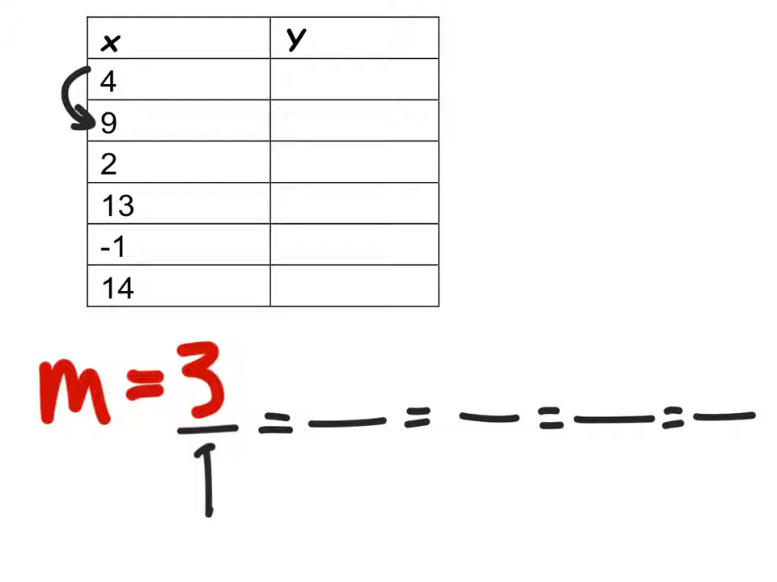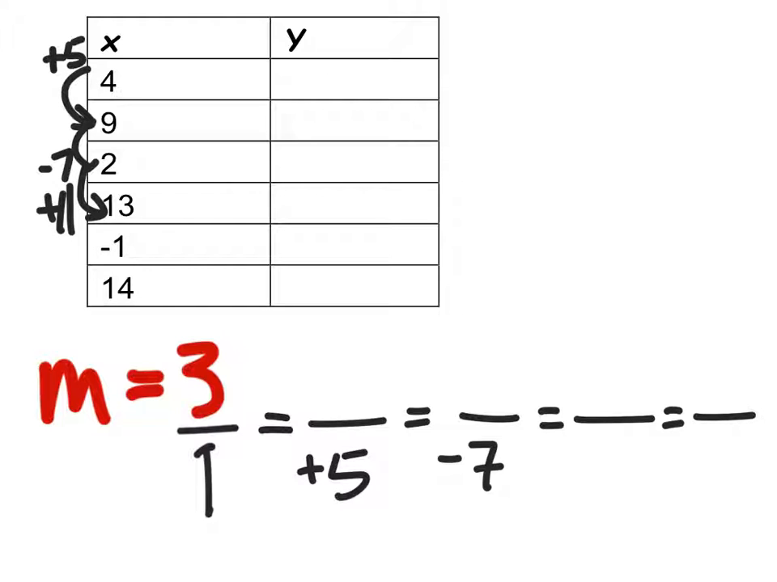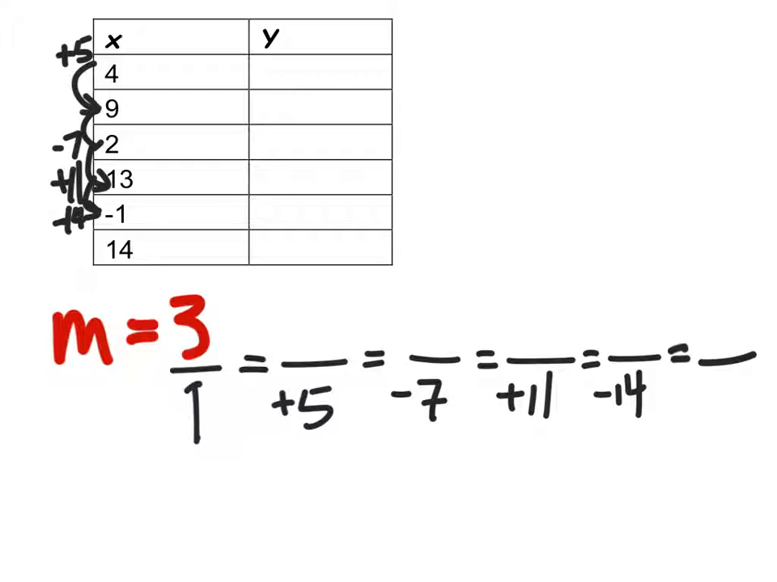So from 4 to 9 was up 5, so we can put that here on this one. The second change from 9 to 2 was down 7, so I should say to the left 7, sorry. From 2 to 13 is to the right 11, so we can put that there. From 13 to negative 1 is to the left 14. And we will need one more space there. From negative 1 to 14 is to the right 15, or a run of 15 to the right.